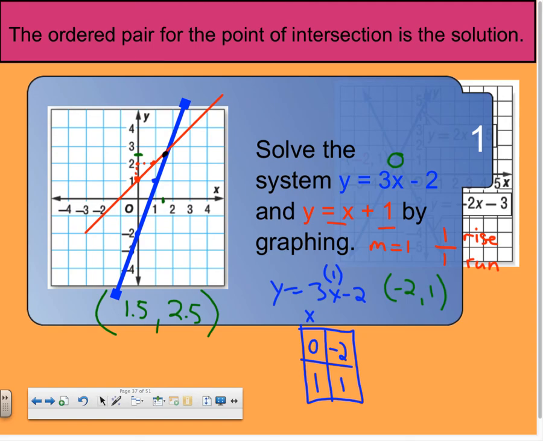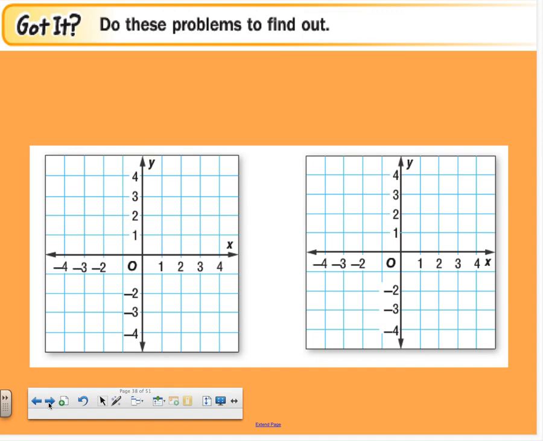So once again, we graph the line. We can do that one of two ways: by creating a table and finding coordinate pairs to graph, or by using the y-intercept and the rise and the run of the slope. Whatever's more comfortable to you, that's what you're going to do. Once you have graphed the two lines, you see where these two lines intersect, and that is the coordinate pair of the solution. Go ahead and try this very same thing on your own. There are Got It problems A and B at the bottom of the page, page 234.